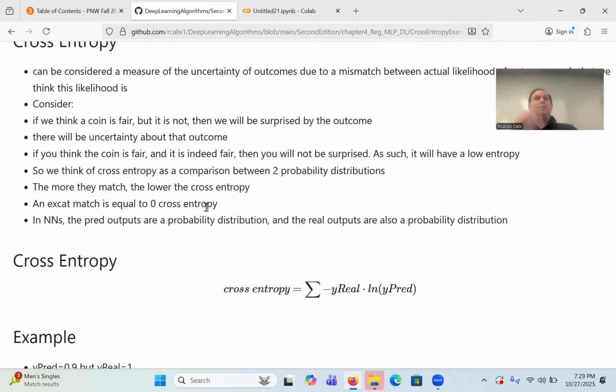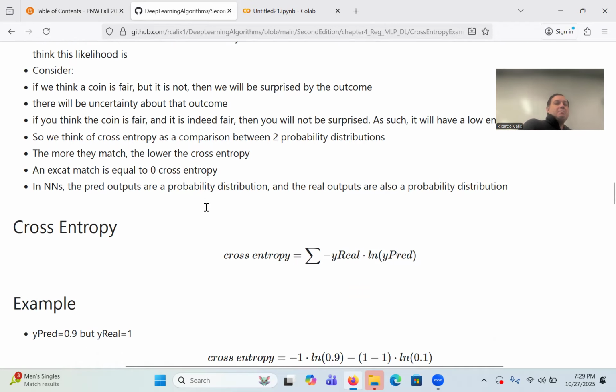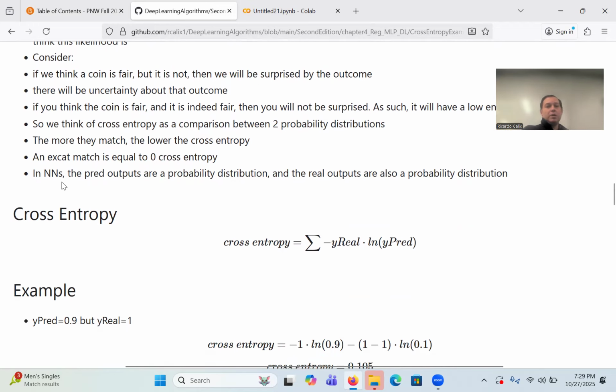Do you have a question? No. Yeah. So an exact match is equal to 0 cross entropy. So in neural networks, the predicted outputs are a probability distribution.